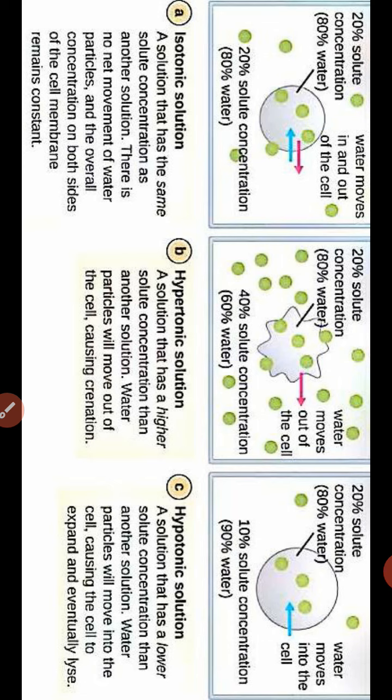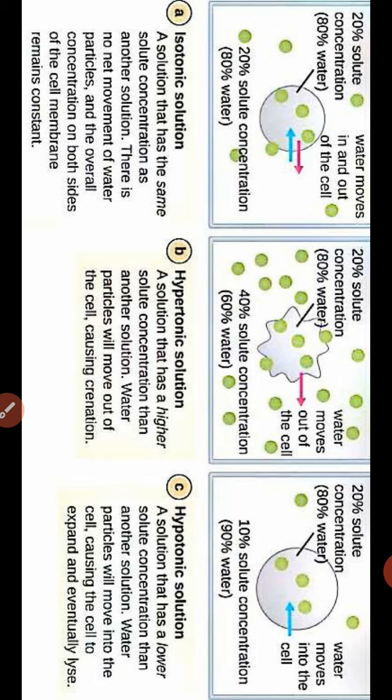If we put a cell in some solution, and inside the cell has the same solute concentration and outside also has the same solute concentration, there is no net movement of water. In this condition, the outside and inside water concentration will be the same, so there is no net movement of water molecules. If some molecules enter into the cell, then some molecules exit from the cell, so there is no net movement between the water molecules. The overall concentration of both sides of the cell membrane remains constant. This is an isotonic solution.